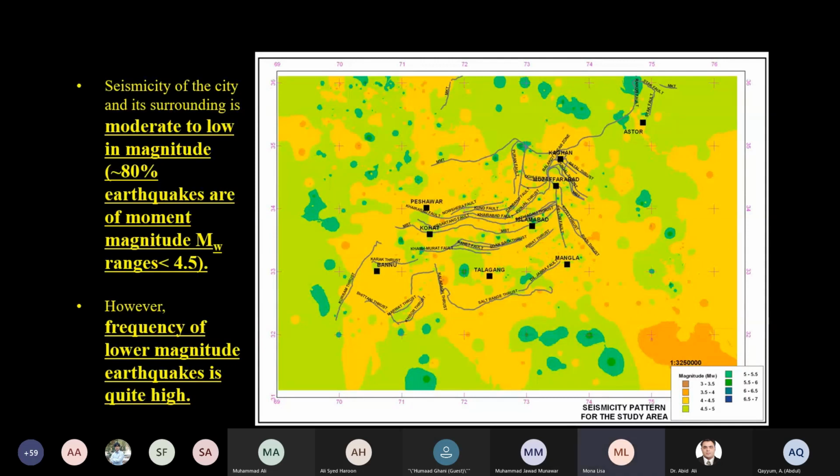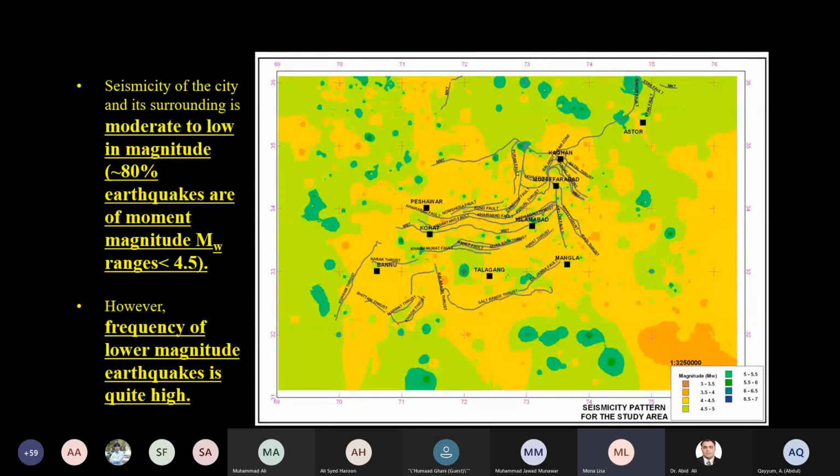Now, if we are getting smaller magnitude earthquakes on a daily basis, then they can be equally dangerous or equally damaging as an earthquake with magnitude greater than 6 or 7 that occurs after 50 years or 100 years.